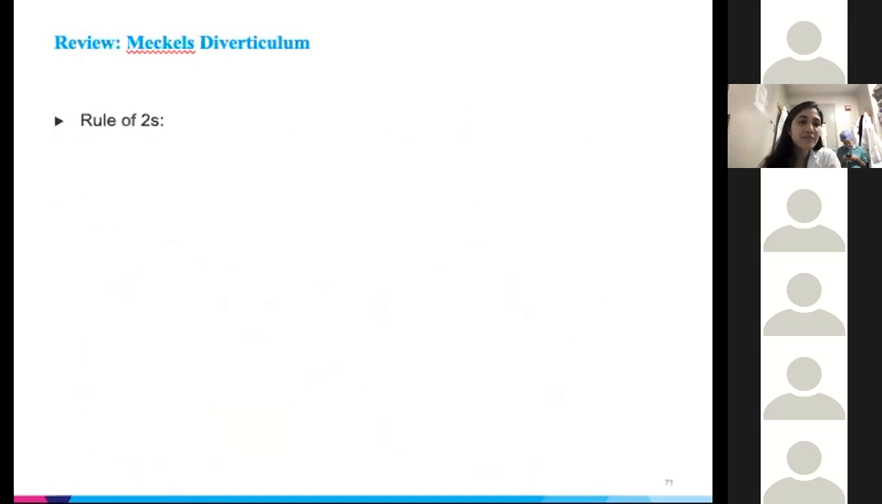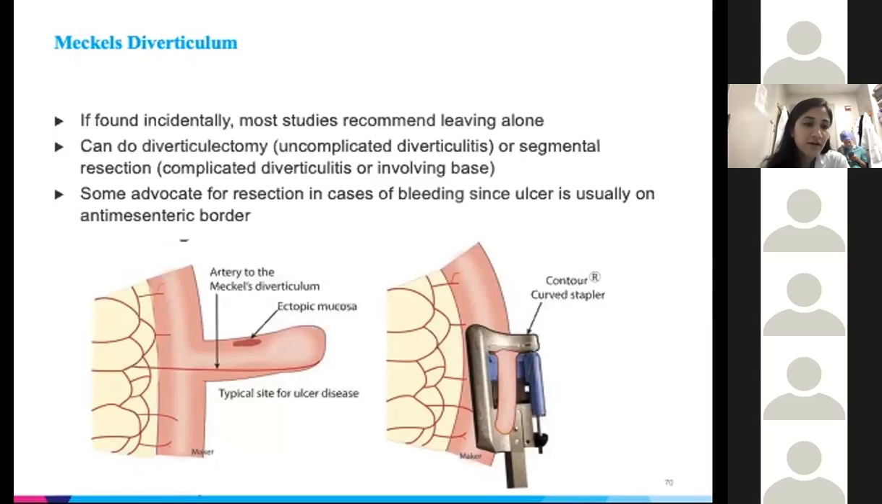And then lastly, keeping in mind what Dr. Davino said, a narrow base is going to make you more suspicious of complications like obstruction, and you want to resect that even in asymptomatic patients. And then what Dr. Tackett said, for pediatric patients, even if they have a bleeding ulcer, that will usually heal once you remove the diverticulum. So they're advocating for diverticulectomies as opposed to segmental resections when possible in pediatric patients.